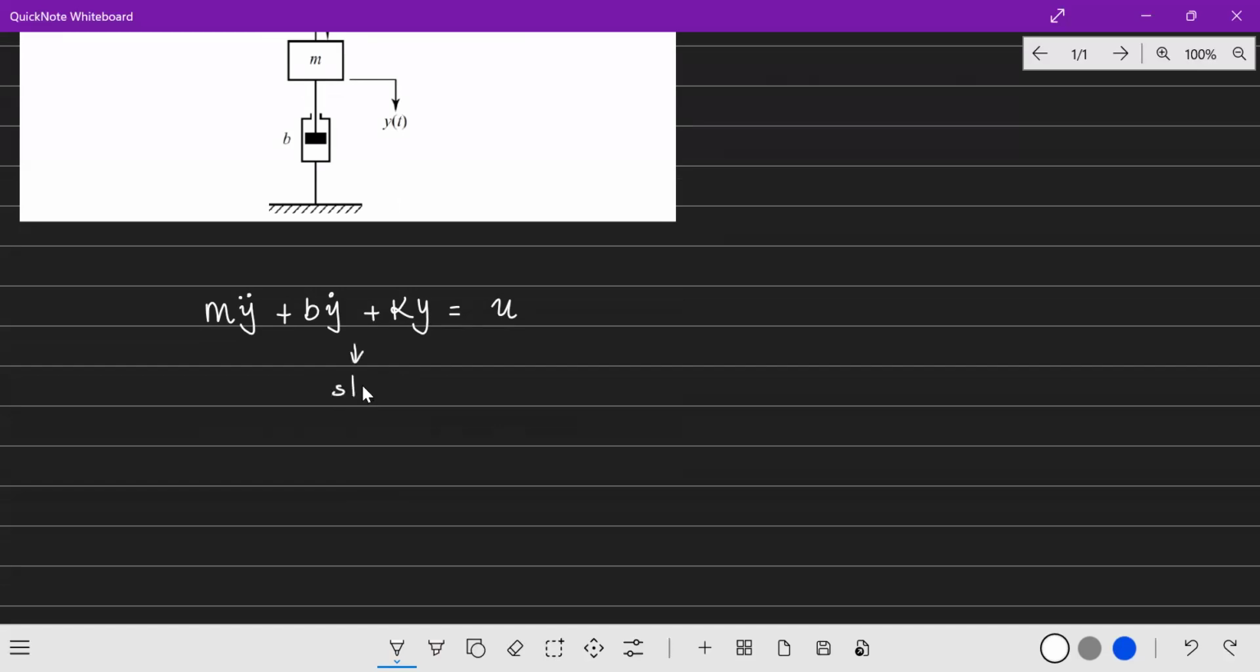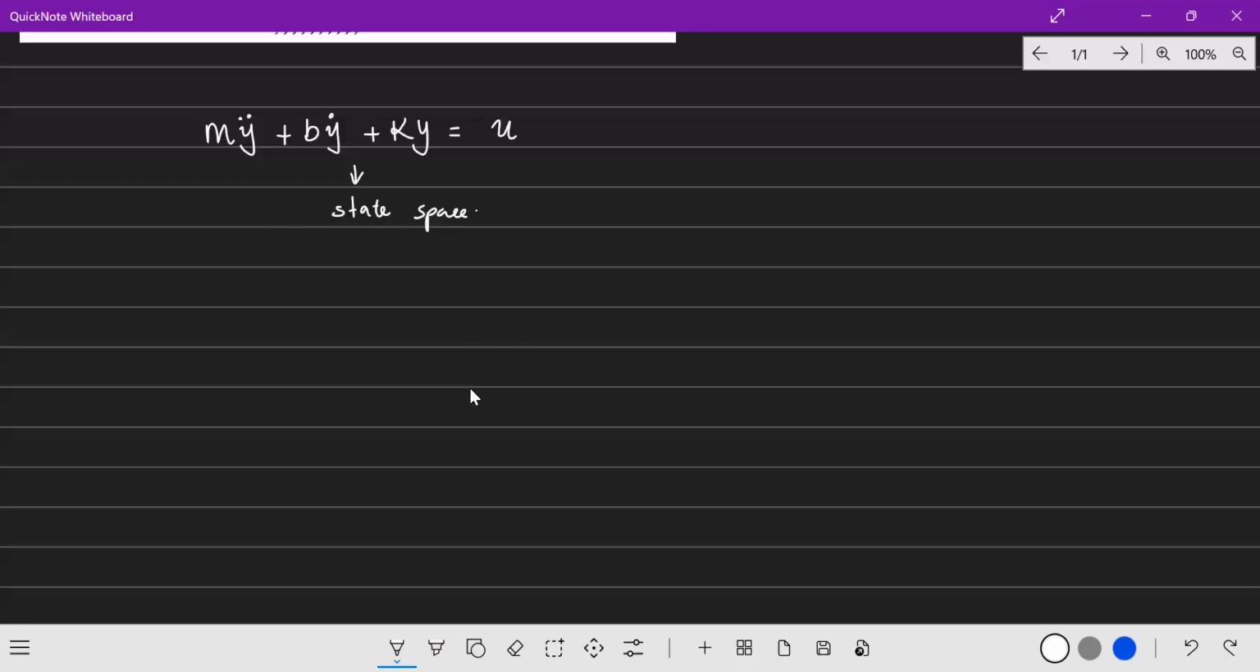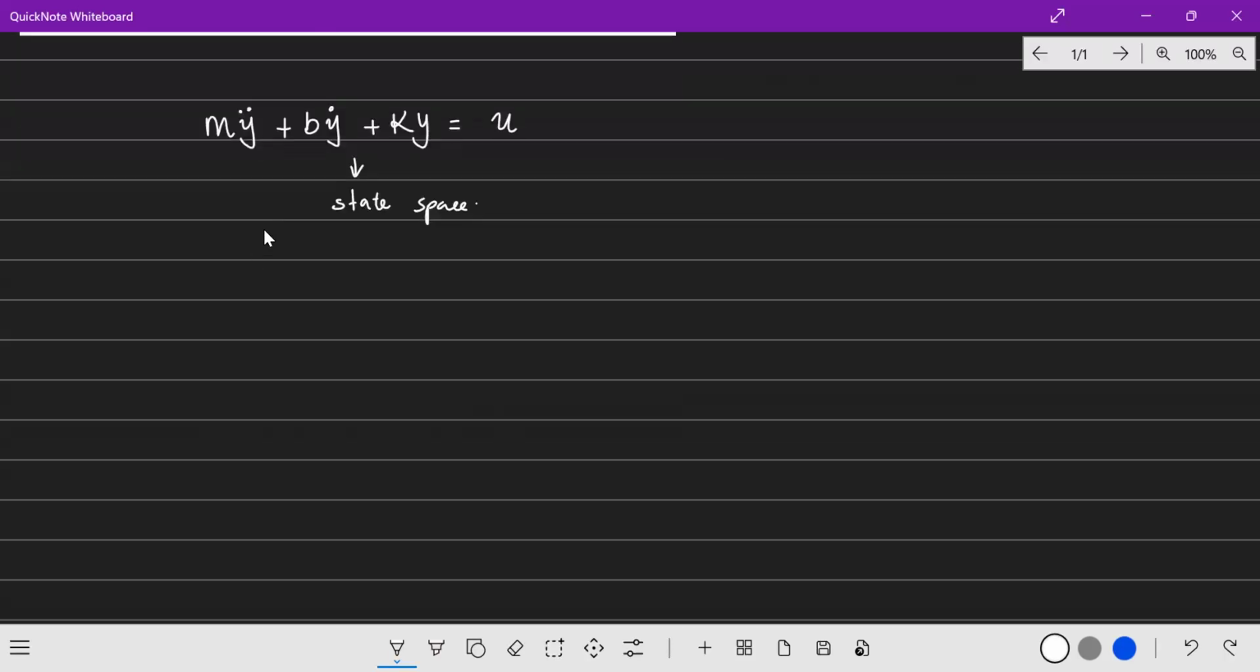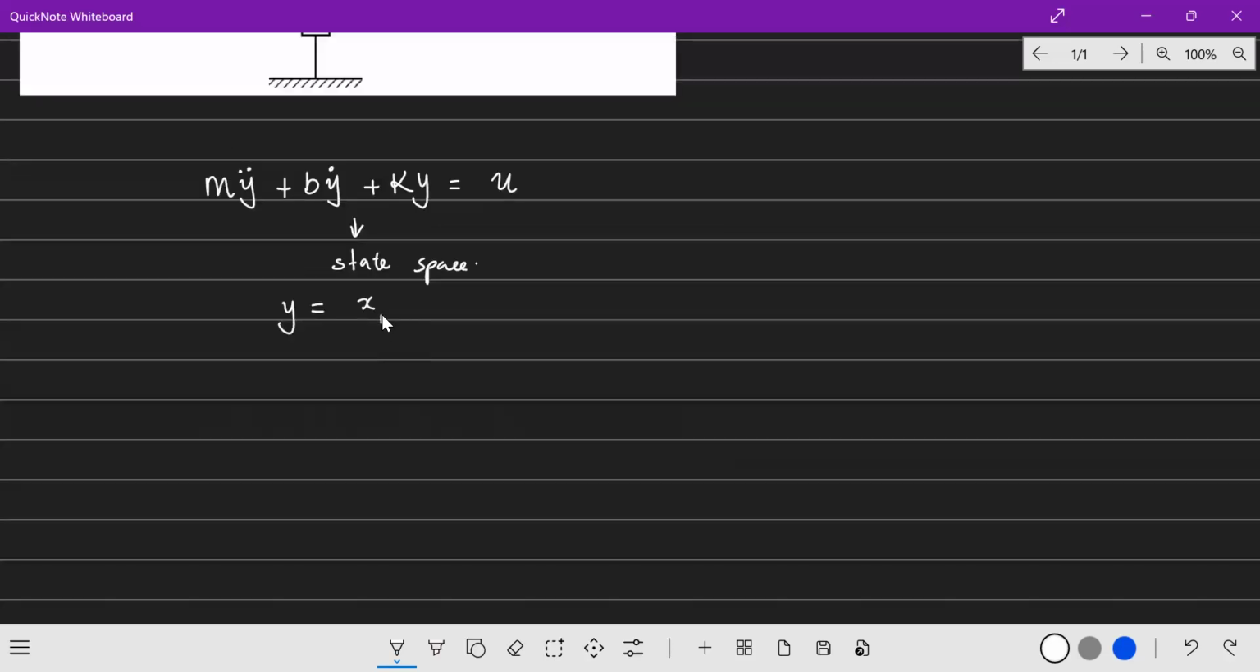So I'm going to take this now into a state space model. Okay. So state space model, what do we do? You're going to define your output. You're going to say, oh, y equal to what? So look, we have how many states here? Since it's a second order system, you're going to have two states. Second order system, two states.